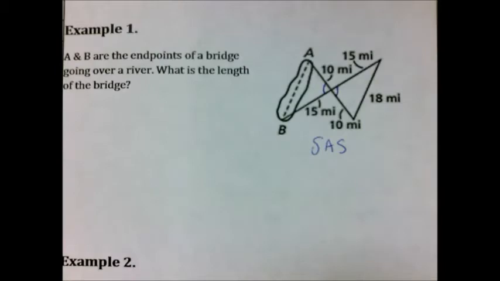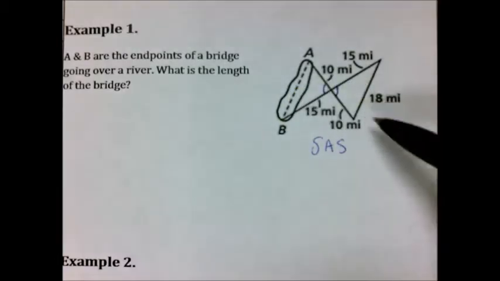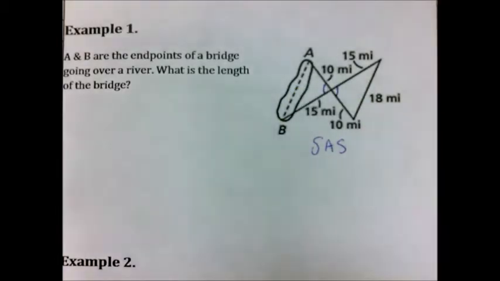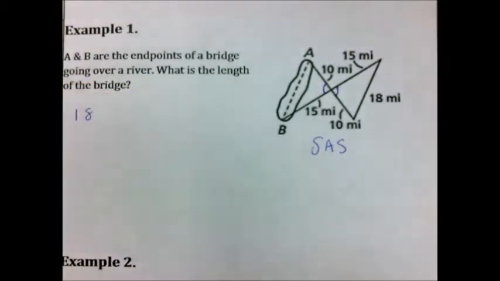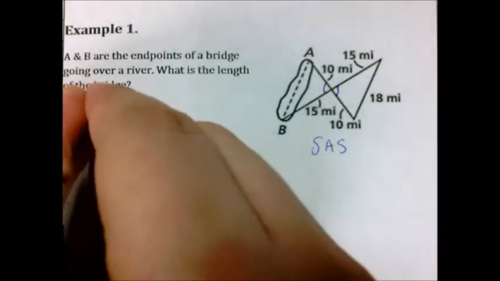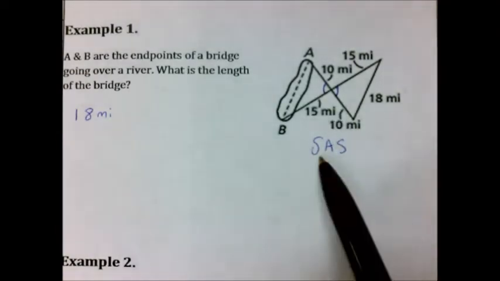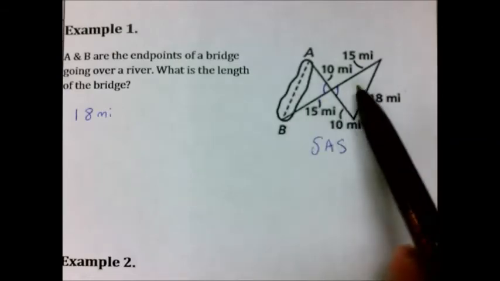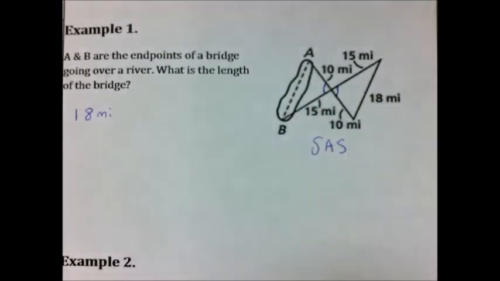Okay, and if those two triangles are congruent, then the length of this bridge will be the same distance as its corresponding part on this triangle, which is 18 miles. So what is the length of the bridge? 18 miles. And we know that's true based on CPCTC. We proved first based on SAS that the triangles were congruent, and because of that, this corresponding part is going to be the same, so it's 18 miles. That's all that CPCTC really does.